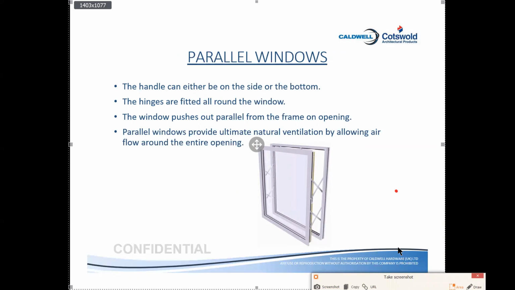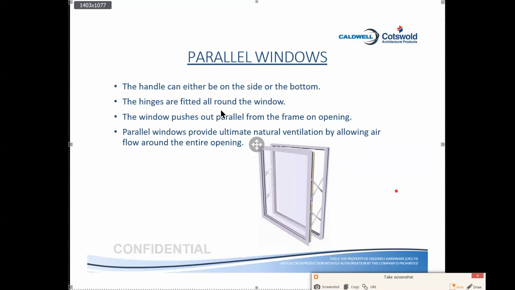These are the parallel windows, as you can see on the screen. The handle can either be on the side or on the bottom. We have developed the new ultra interlock mechanism in the parallel arm opening. With the help of this arm, the handle could be used on any side, and from a single point you can push the window to open it very easily.